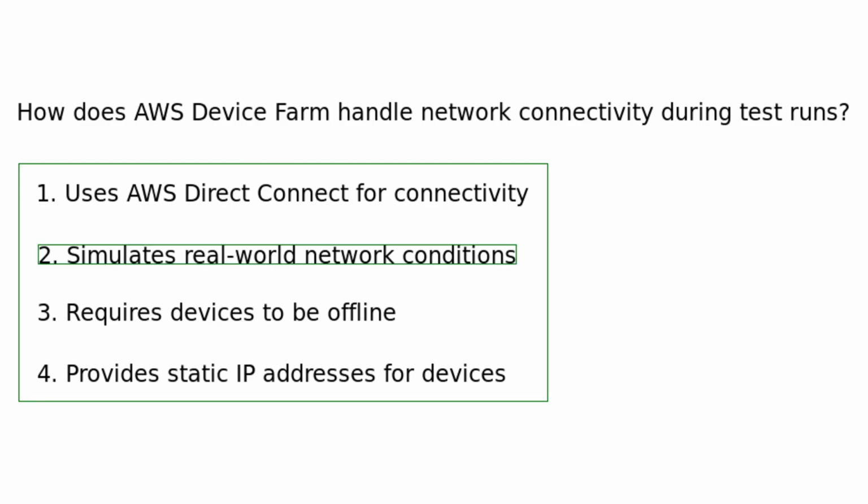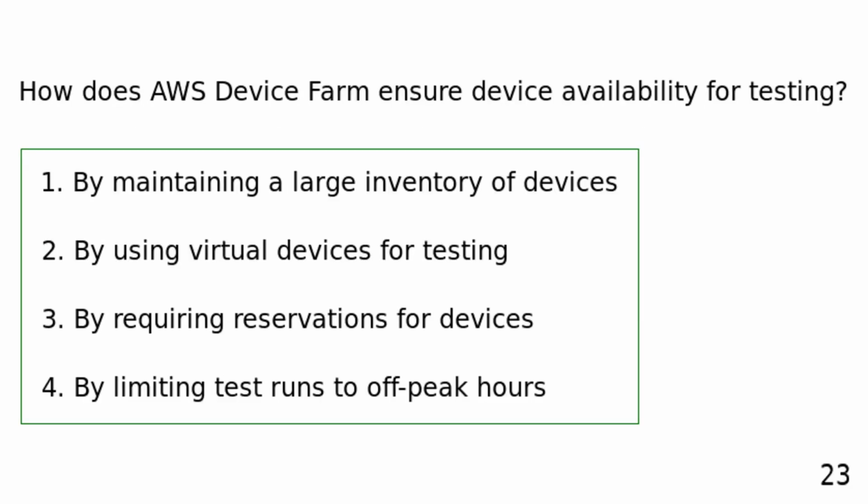AWS Device Farm simulates real-world network conditions during test runs, allowing developers to test mobile applications under various network scenarios. How does AWS Device Farm ensure device availability for testing?